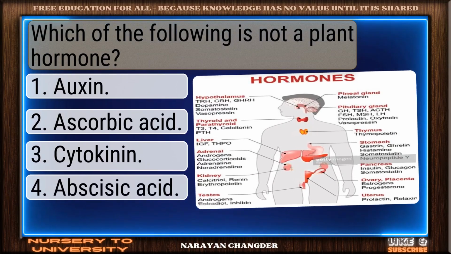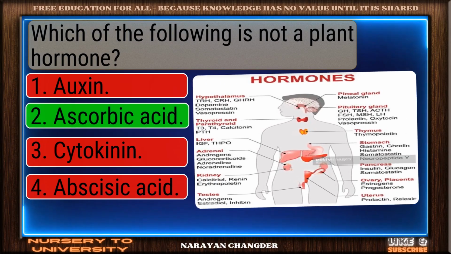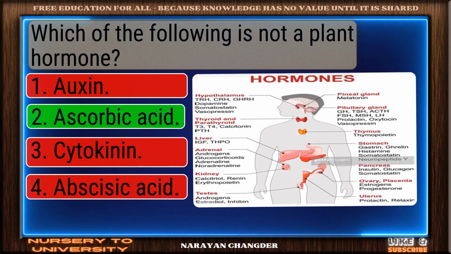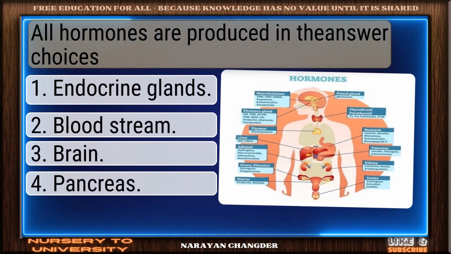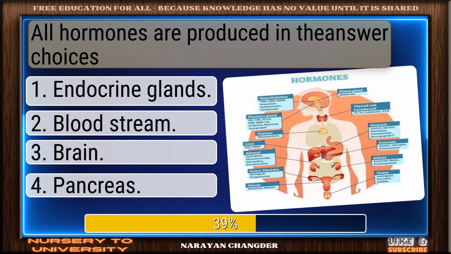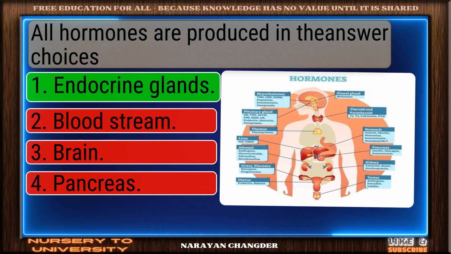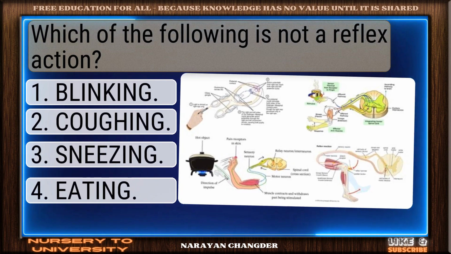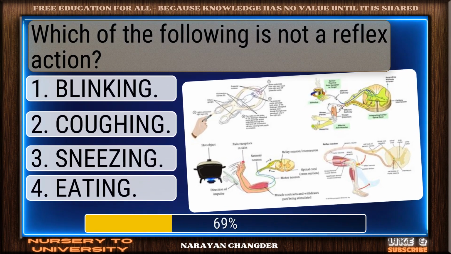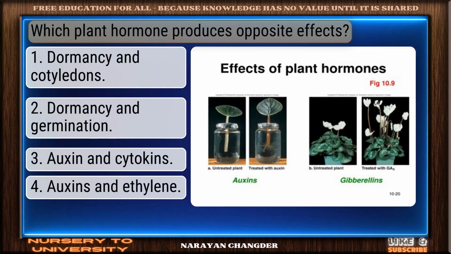Which of the following is not a plant hormone? You're right. Ascorbic acid is correct. All hormones are produced in, answer choices. You got it. Endocrine glands fits. Which of the following is not a reflex action? Solid response. Eating is valid.